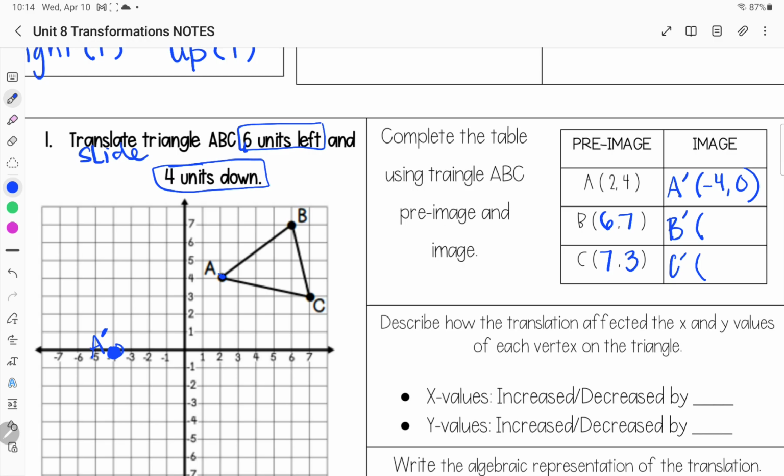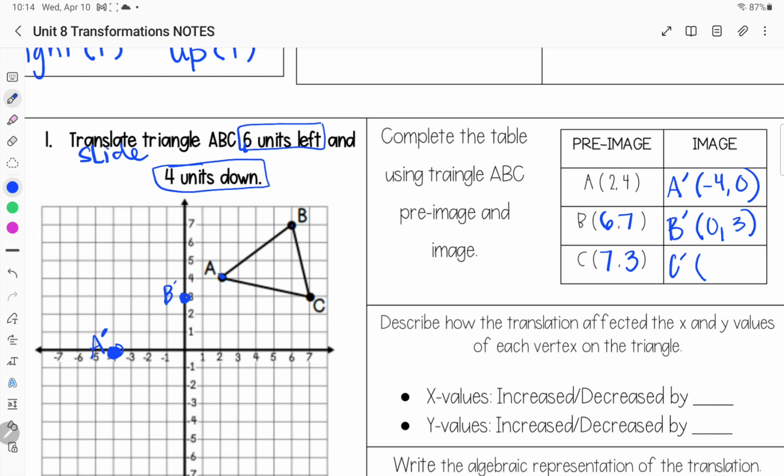Then I'm going to do the same thing for B. So I'm going to move it 6 to the left. 1, 2, 3, 4, 5, 6. And I'm going to go 4 units down. 1, 2, 3, 4. And this becomes B prime, which is now at 0, 3.